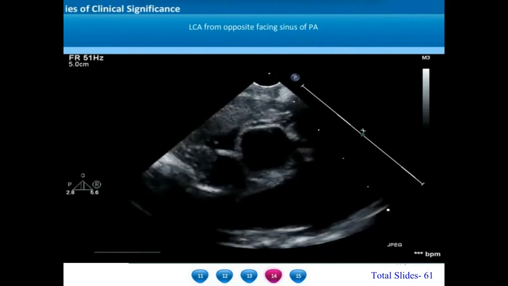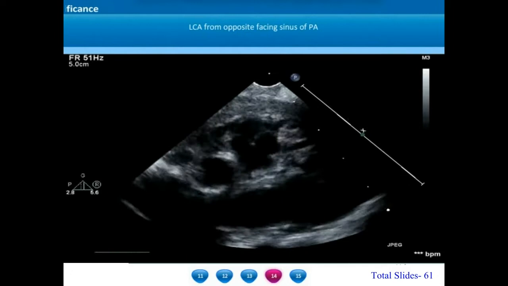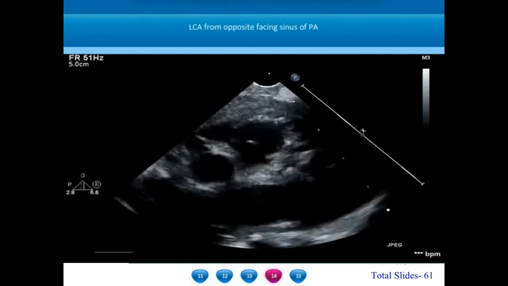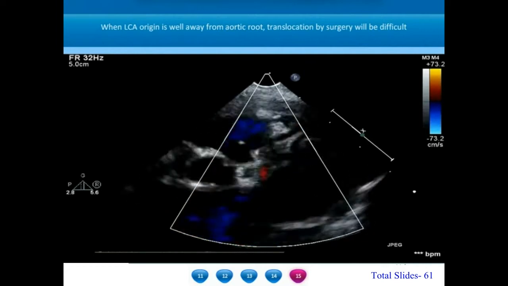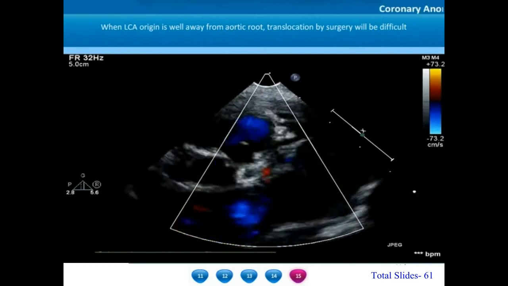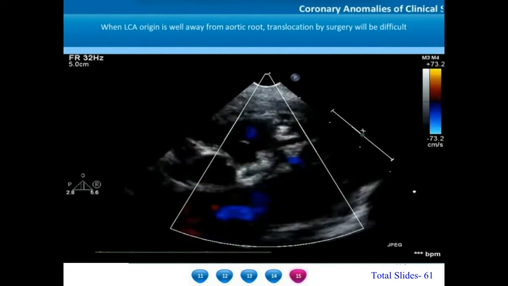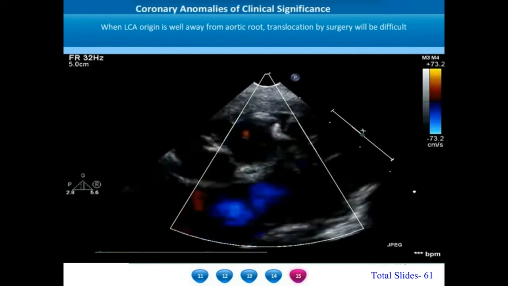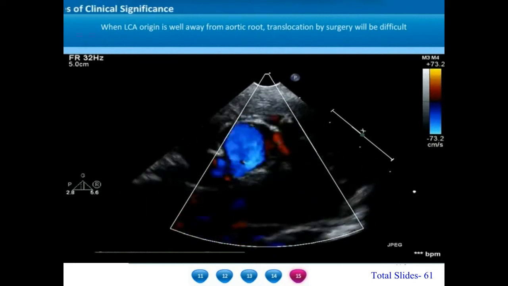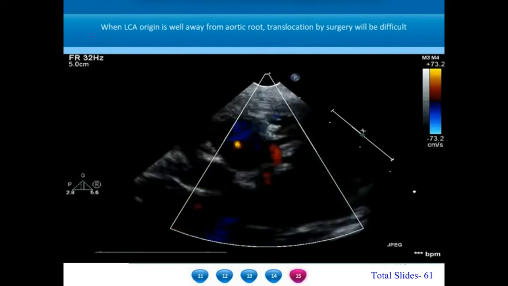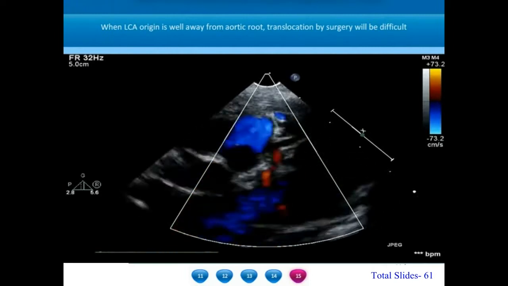This anatomic factor is very important to be documented in echocardiography. When the left coronary artery origin is well away from the aortic root, as in this instance, translocation of the LCA origin back into the aortic root by surgery is going to be very difficult, because you need to mobilize the left coronary artery for a long distance to get it back to the aortic root.